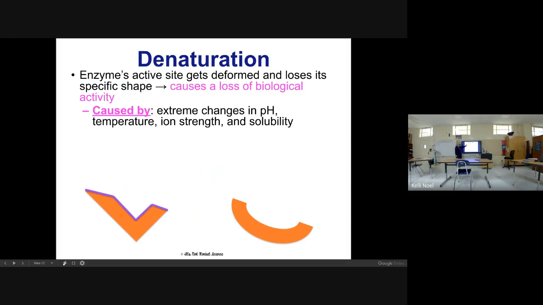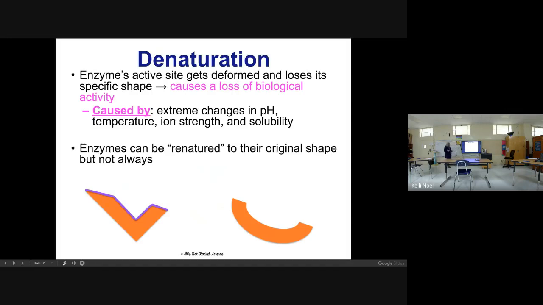So enzymes have to be at specific pHs, specific temperatures, specific ion strength and solubility. If any change in this is very extreme, it can cause denaturization. That is why when you have a fever and it gets up to at least 104, you've got to get it brought down, because if your body stays at that temperature or higher, your enzymes will start to denature and your body will stop functioning.